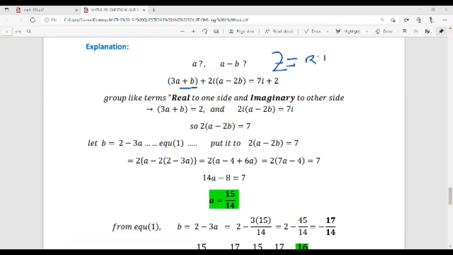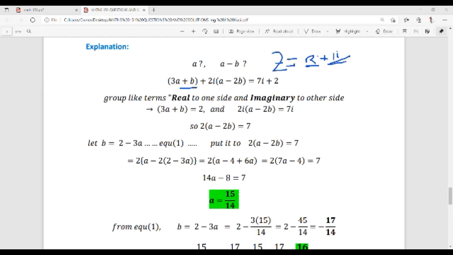R plus I. So this is the real part, and this is the imaginary part. That is how complex numbers are. Okay. So real part plus imaginary part. So the imaginary part is the one that has I attached to it.